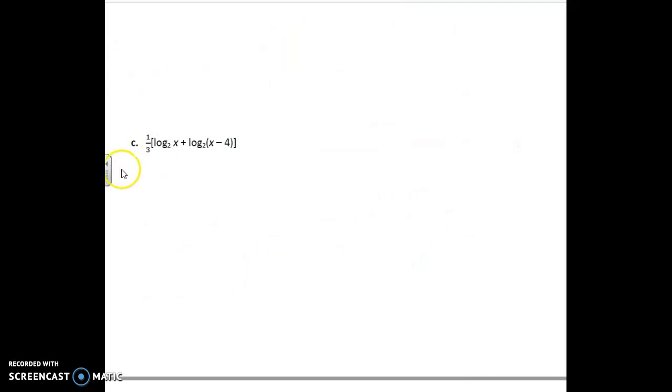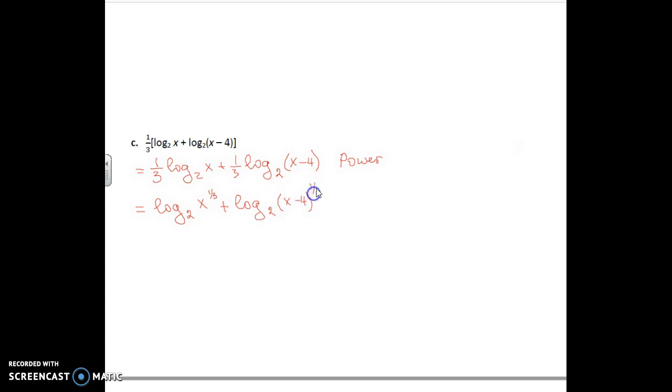Here, you can automatically see that you have a coefficient of 1/3, but this coefficient is supposed to multiply the whole expression. So before you can apply the power rule, you actually need to distribute that 1/3. That will be equal to 1/3 log base 2 of x plus 1/3 of log base 2 of x minus 4. Now, each one of the logarithms has a coefficient in front of it, so I can actually use the power property, and that coefficient will go inside of the logarithm, log base 2 of x to the 1/3 power plus log base 2 of x minus 4 to the 1/3 power.